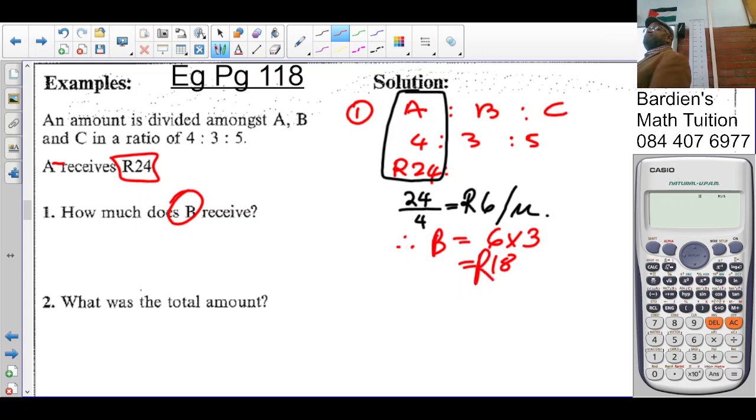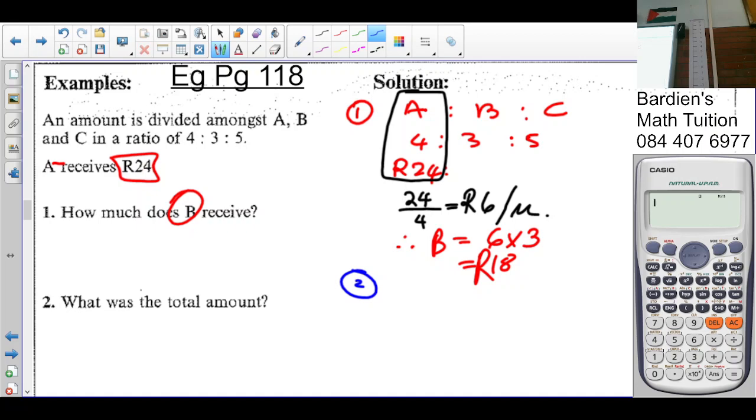Make sense, people? So what I do is I first divide 24 by the units of A, which is 4. 24 divided by 4 is 6. So it's 6 rand per unit. Not so. B receives 3 units. So 6 times 3 is 18. So it's 18 rand B would receive. Okay. Any confusion here? No?